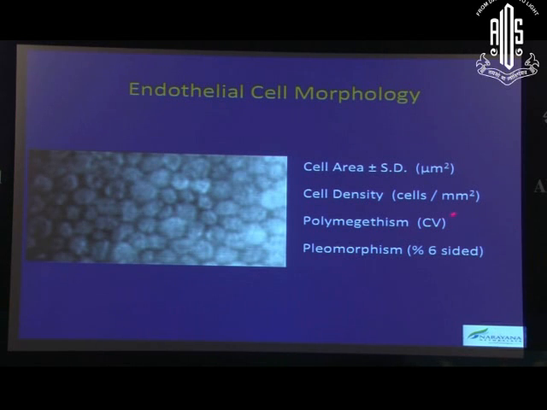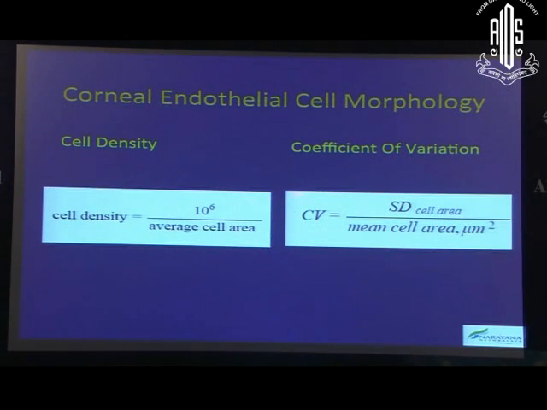Polymegathism or coefficient of variance, and pleomorphism or hexagonality. The important thing about coefficient of variance is basically when the eye has variation in the size. So when the endothelial cells in some area are small and in other areas are big, when you put them together, there is a lot of variation of size between these areas. Hence, you have a coefficient of variance which will be a little higher. So the higher the coefficient of variance, the worse the cornea is.